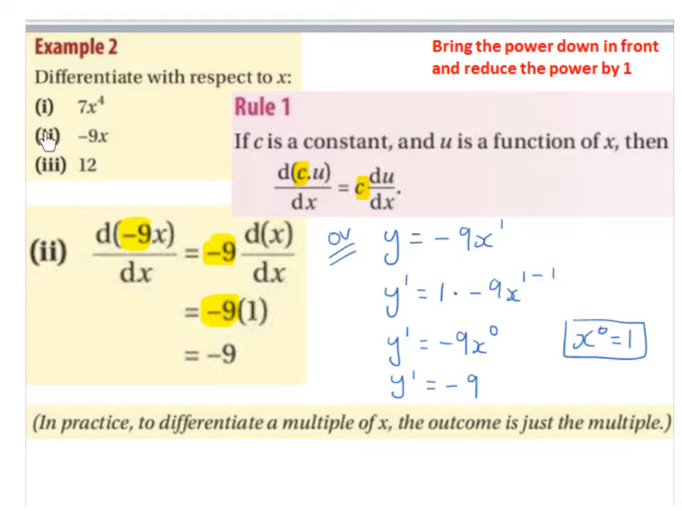Example 2, differentiate with respect to x minus 9x. So the minus 9 comes down in front, and then we just have to differentiate x, and the derivative of x is 1. And minus 9 times 1 is minus 9.